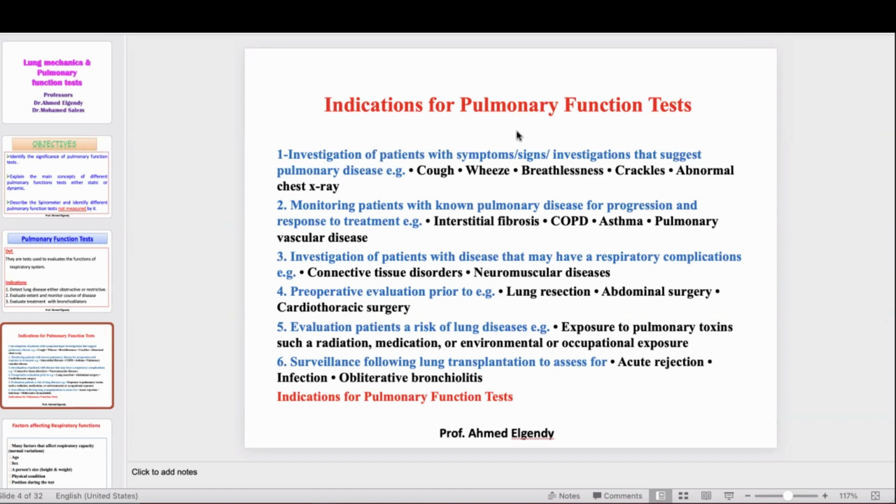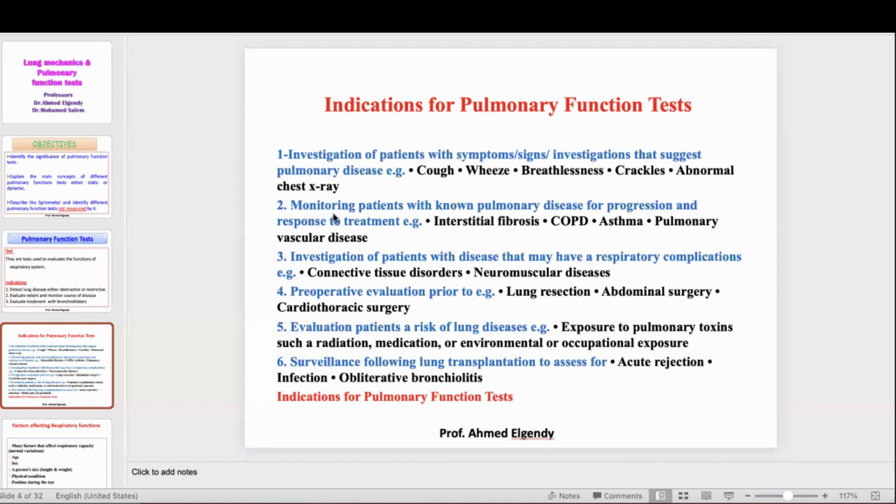Indications for the pulmonary function test, as you see, number one, investigation of patient with symptoms, signs, or investigations that suggest pulmonary disease. So you did some other investigation that suggested that this patient might have pulmonary disease. So what are the signs and symptoms? For example, cough, wheeze, breathlessness, crackles, abnormal chest X-ray. If you find these things in the investigation, you can do the pulmonary function test.